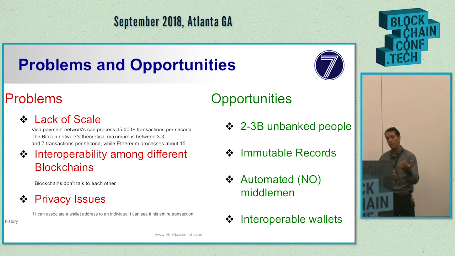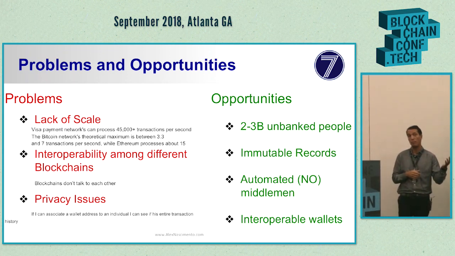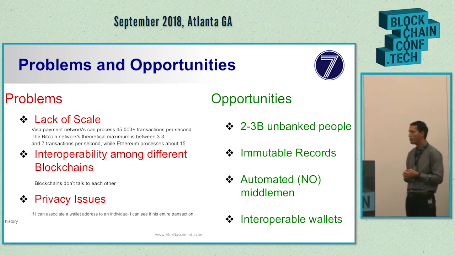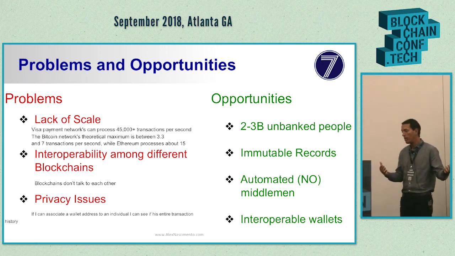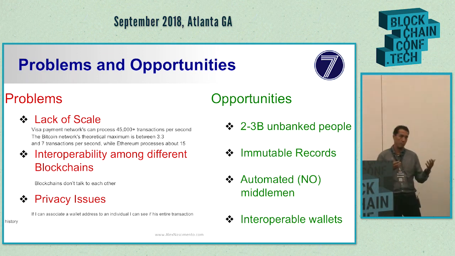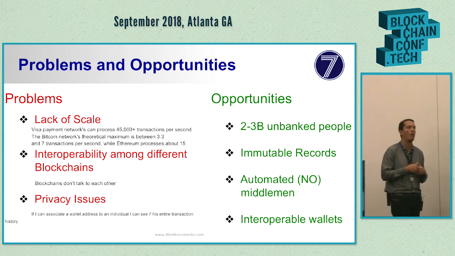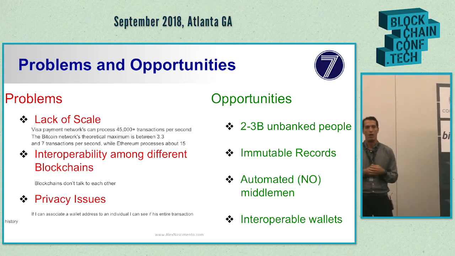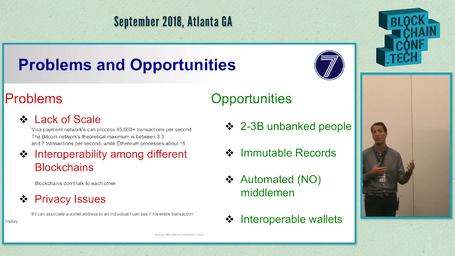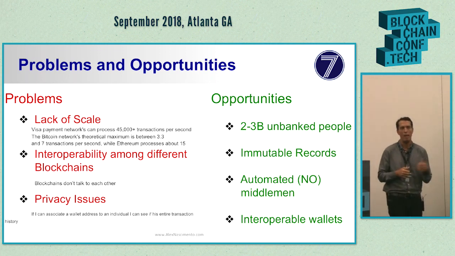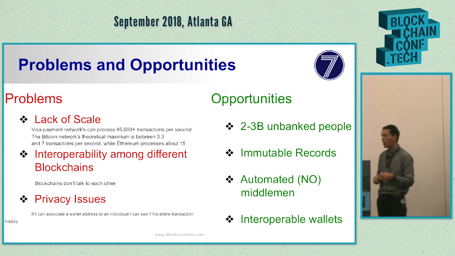But we got a lot of opportunities. We got about 2 to 3 billion people that are unbanked, that could have access to the same kind of services you and I have, because we bank with Bank of America or Chase. Records will be immutable. There will be no middleman, and there will be interoperable wallets, right? Wallets that I could use to exchange the different tokens that I have, whatever they are, with you right here on the fly, just by sending you. Kind of like if I PayPal you or Venmo you some money.